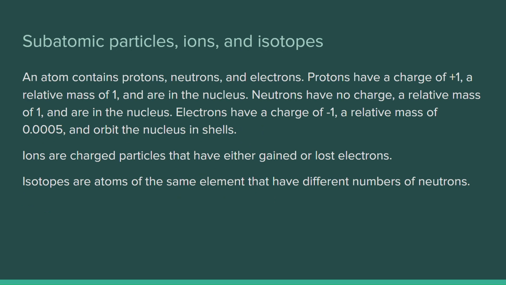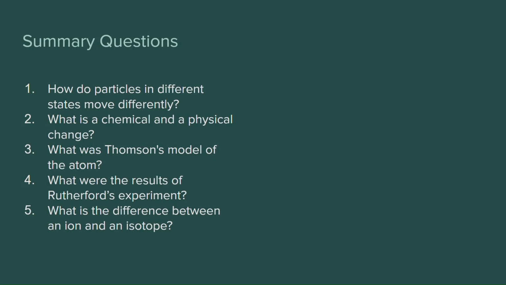Atoms contain protons, neutrons, and electrons. Protons have a charge of +1, a relative mass of 1, and are in the nucleus. Neutrons have no charge, a relative mass of 1 as well, and they're also in the nucleus. Electrons have a charge of -1 and a relative mass of 0.0005, which is negligible, and they orbit the nucleus in shells. Ions are charged particles that have either gained or lost electrons, and isotopes are atoms of the same element with different numbers of neutrons. So that changes the mass and the properties.